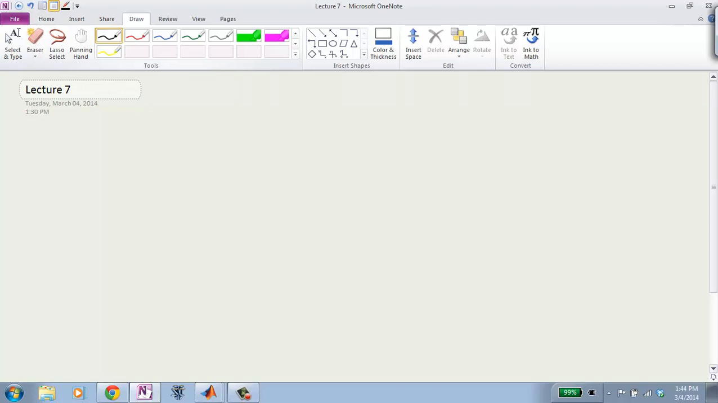Okay. So I'm going to introduce a useful function called the continuous time delta function. And this is called the Dirac delta function.